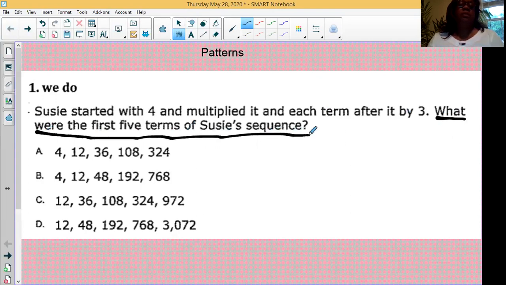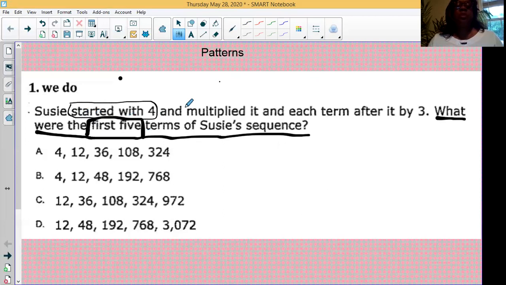So you should have underlined what were the first 5 terms of Susie's sequence. And we're going to box in first 5. So box that in your big question. And let's go back and see what's in the problem that's given that's going to help us to answer the big question. Susie started with 4. So I know she started with the number 4 in her sequence. So make sure that you box that in.